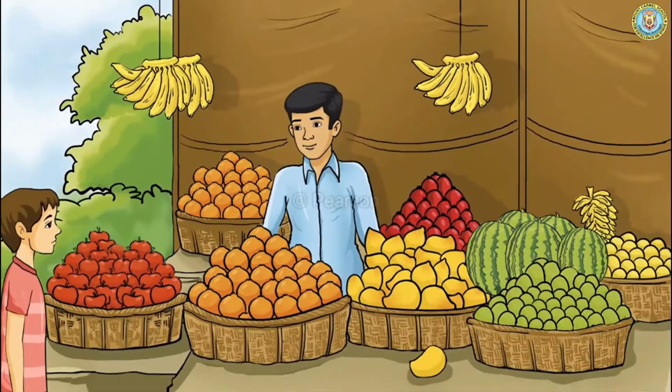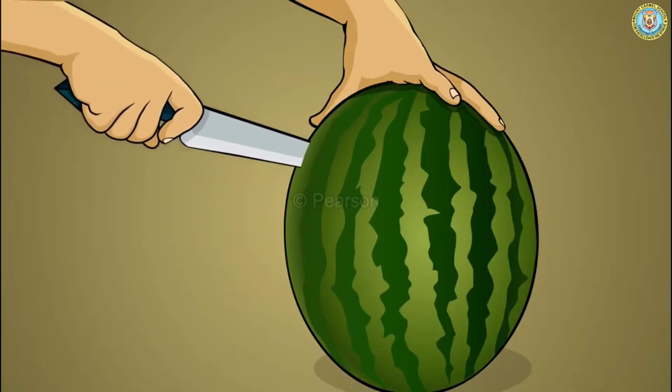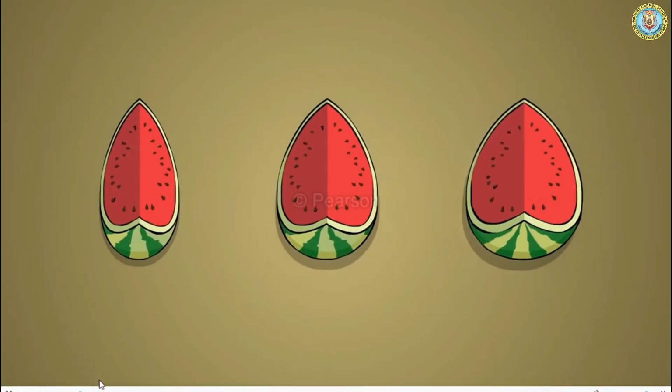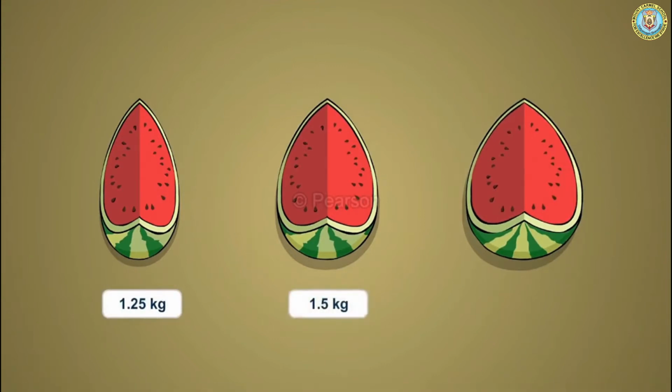Sanjeev sells fruits in a market. He cuts a watermelon into 3 unequal pieces and weighs them. The pieces weigh 1.25 kilograms, 1.5 kilograms, and 2.355 kilograms.